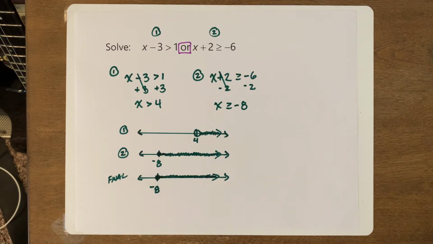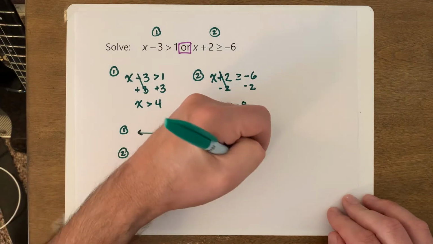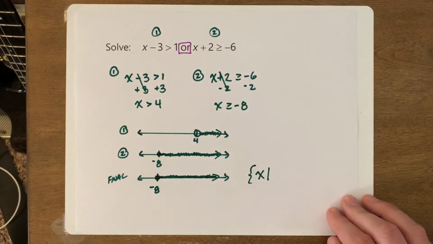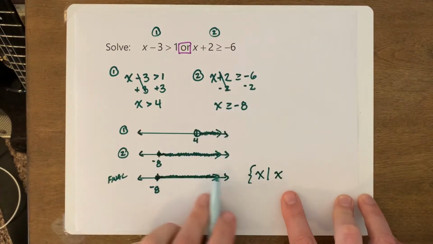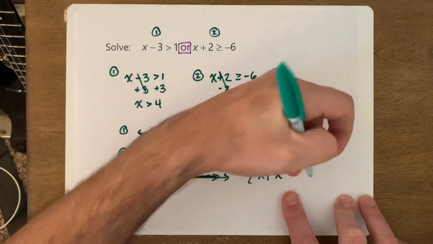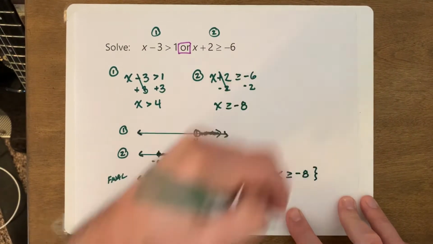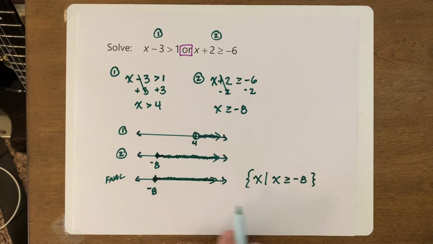So you might want to review this video a few times. So how would I write that as a solution set? Well, here's what you would write. All x, all real number x, that line means such that x is, and it has to match this graph right here, greater than or equal to negative 8, and then close your curly bracket right there. So that's what the graph would look like. That's what the solution set would look like for the entire problem there.